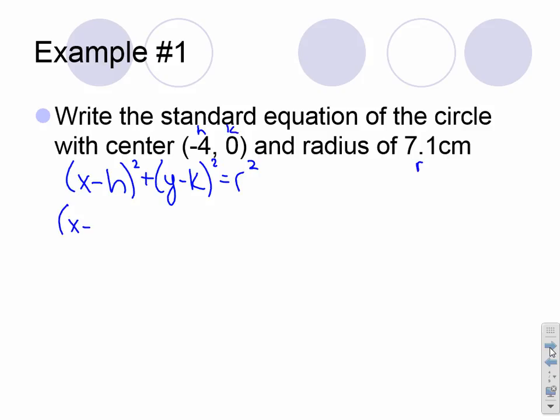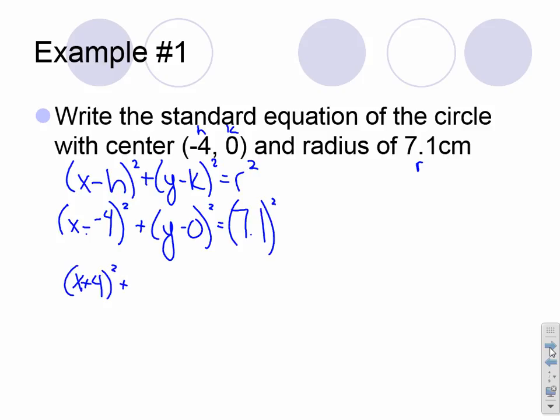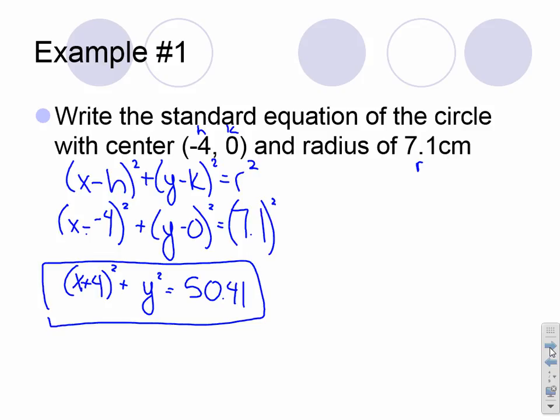So you get x minus -4 quantity squared plus y minus 0 quantity squared is equal to 7.1 squared. All right, so since I'm subtracting a negative, this becomes x plus 4 quantity squared. And then with your y values, y minus 0, don't write that squared, write y squared. Okay? Because any 0 raised to any power is going to be 0, so just get rid of that. And then 7.1 squared is 50.41. So there's the equation of your circle. Okay, pretty straightforward. Just plug it in and simplify.